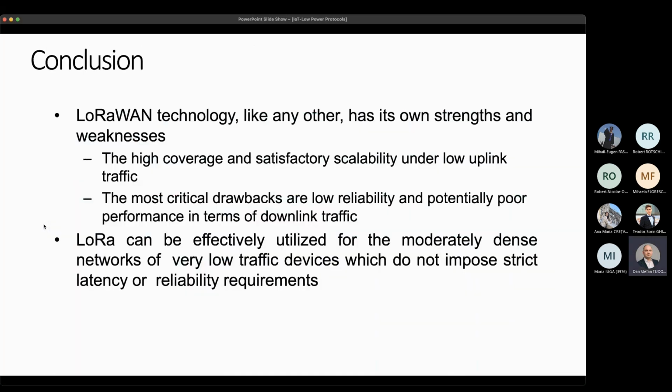So as a conclusion, LoRa as a technology has its pros and cons. It has some strengths, it has some weaknesses. The strength of LoRa is the very high coverage, and scalability is very good. Drawbacks are very low reliability and potentially poor performance in terms of downlink traffic. Whenever you have a communication channel open over a very long range, then it can suffer in real-time aspects. So you can have a very large latency of communication.